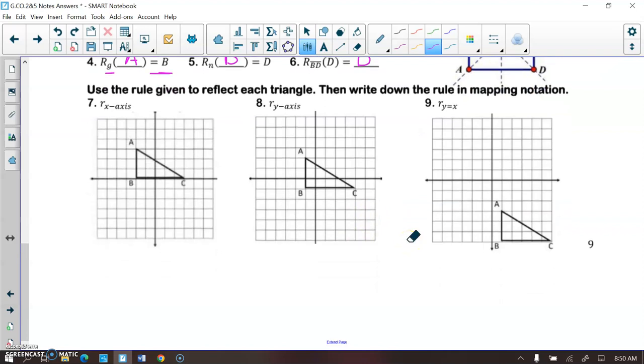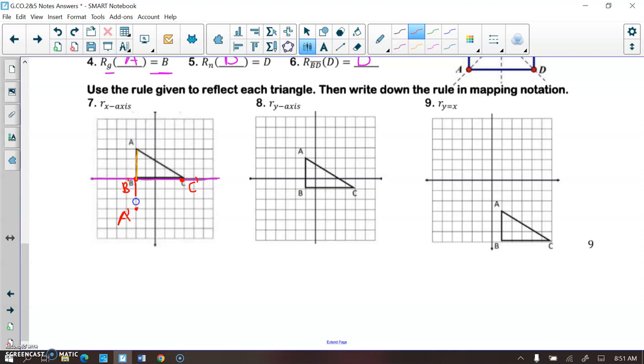But number 7, we are going to reflect over the x-axis. So that's this line right here. And since point B and C are on the x-axis, B prime would stay on the x-axis, and C prime would also stay on the x-axis because they are on the line of reflection. Now point A, if we count, it is 1, 2, 3 units away from the x-axis. So we are going to go 3 units away on the other side of the x-axis. So A prime would wind up right here.